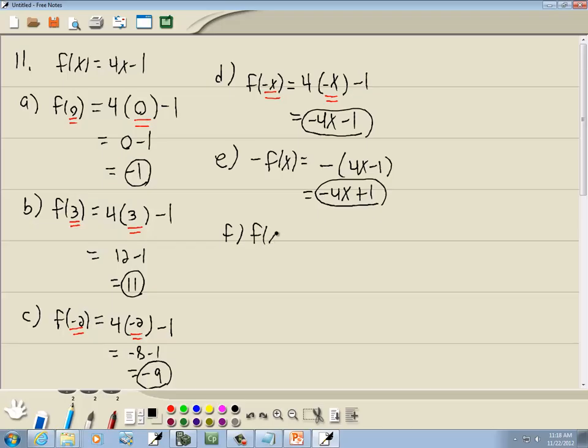I want to find f of x plus 2. Again, I'm going to go back to my 4x minus 1, and where my x is, I put in parentheses. Whatever's inside the parentheses here is what we put in here. So we'll put in x plus 2 there. Well, 4 times x is 4x. 4 times 2 is 8. Minus 1. And 8 minus 1 gives us 7. And that's our answer.